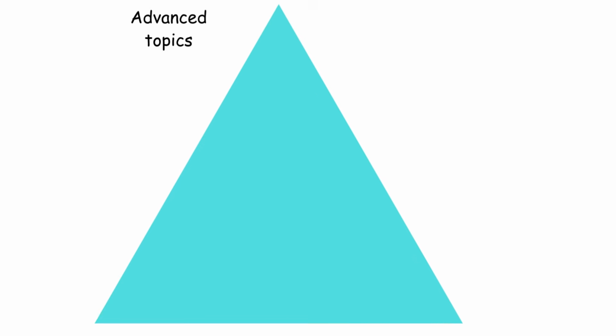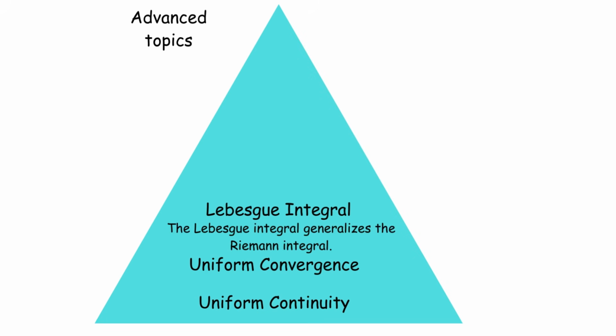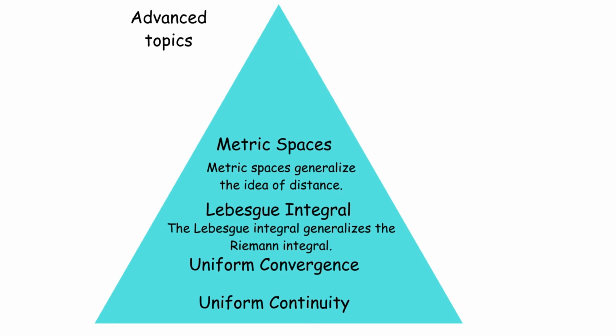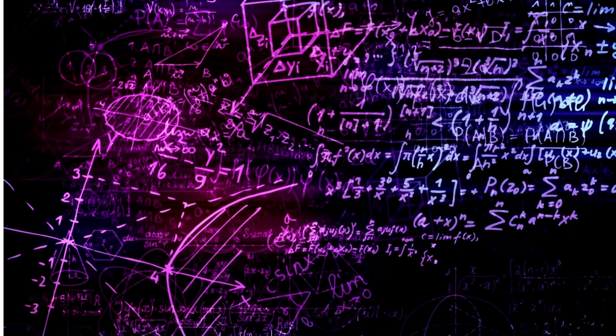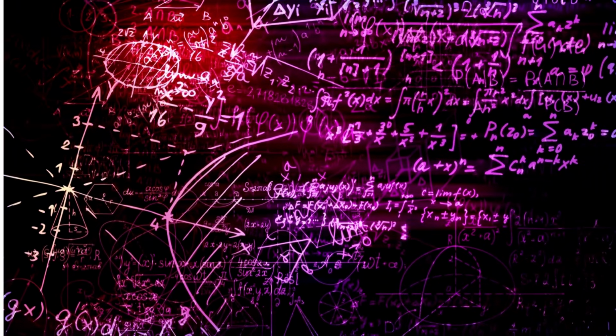Advanced topics include uniform continuity and uniform convergence, the Lebesgue integral, which generalizes Riemann integration, metric spaces, providing abstract settings for analysis, and measure theory, which formalizes the notion of size. Real analysis forms the theoretical backbone of modern mathematics, ensuring that intuitive concepts rest on logically sound foundations.